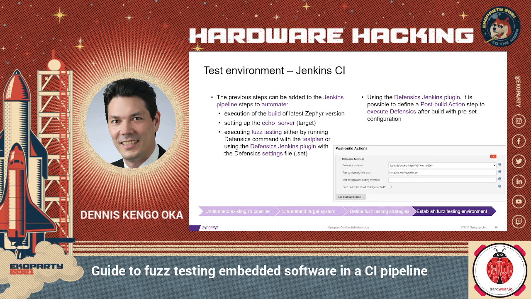And finally, once we have these previous steps performed manually to make sure everything is working, we can now add them to our Jenkins pipeline. So we will add these steps as I showed in that simplified CI pipeline earlier. We would download latest sources, we will build Zephyr, we set up our target application, the Echo Server. We then execute fuzz testing using the previously configured test plan, or we can use the Defensics Jenkins plugin and load that settings file. And you can see it here on the right-hand side. We can add this post-build action step and just configure Defensics as well as the test suite to use.